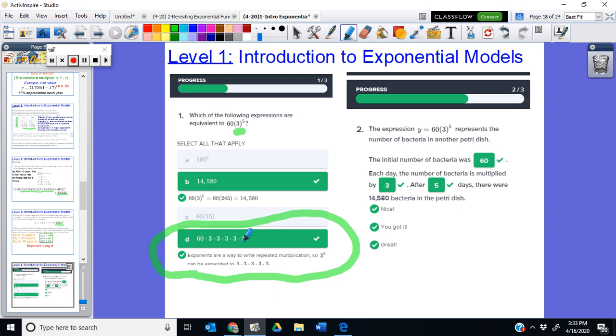So there's 5 3's being multiplied. Then over here, it asks you to fill in what are these missing pieces. So the initial value is 60, and each day the number of bacteria is multiplied by 3. And remember, the exponent is your time, so that 5 right there is the number of days.